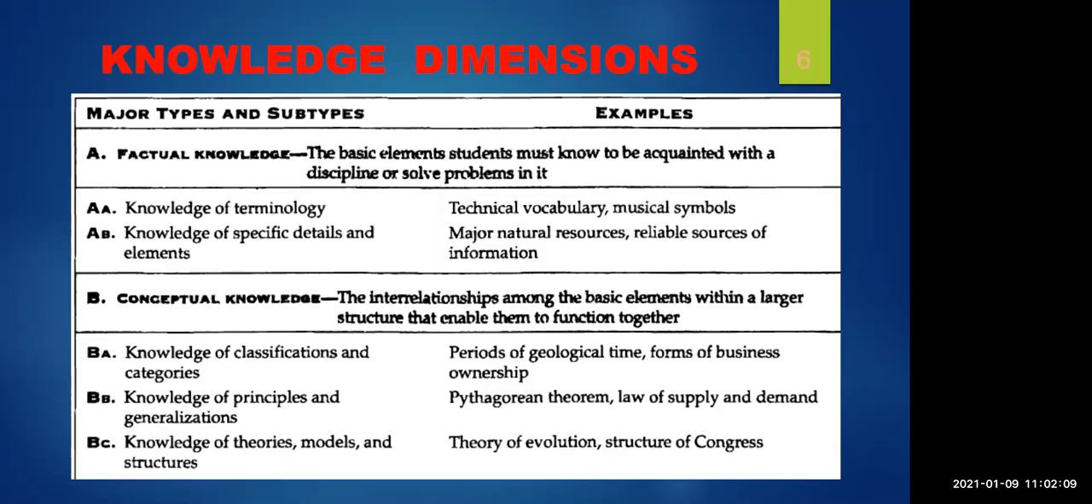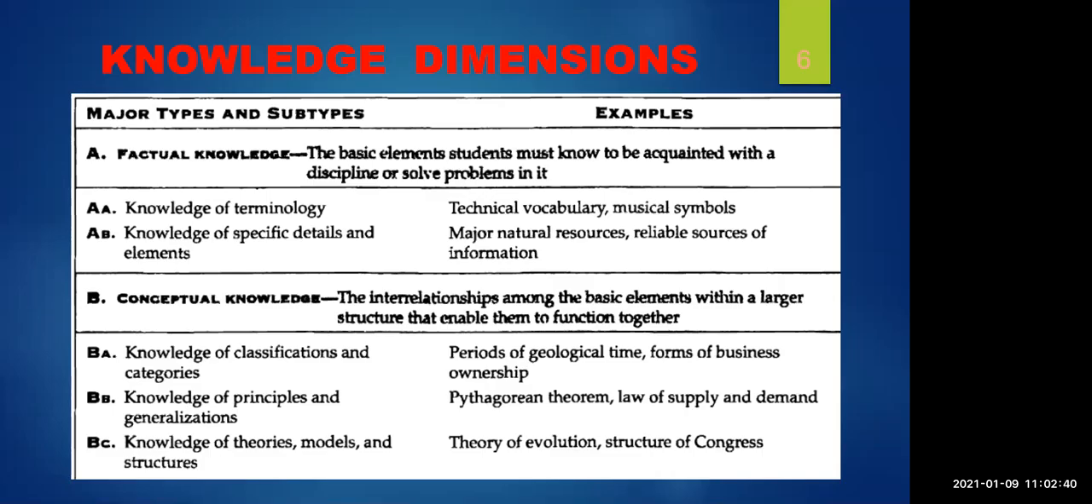Knowledge of principles and generalizations: the Pythagorean theorem, right? The law of supply and demand on the economic side, the first law of thermodynamics, the second law of thermodynamics. These all come here. Only if you group the knowledge can we classify the different subjects. For example, in mechanical we have manufacturing and design. There are tremendous amounts of knowledge available on the mechanical side. So first we classify and categorize it, then we go on to study the principles and generalizations.